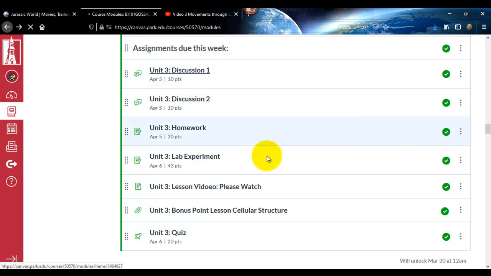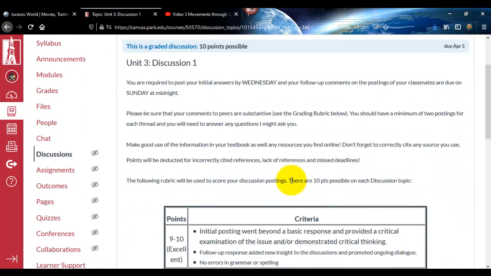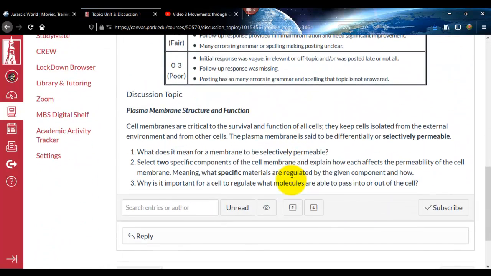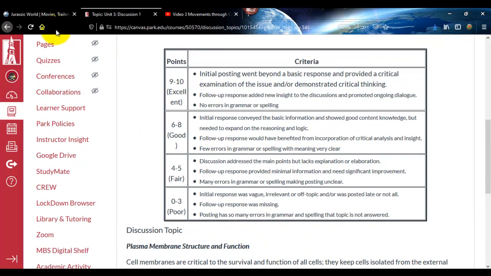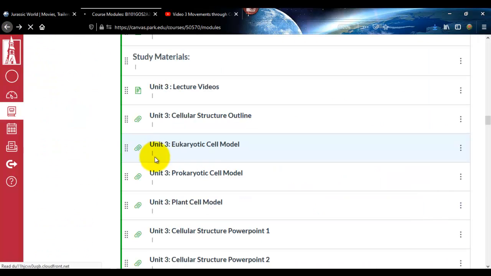Now, on your discussion, once again, these biology discussions are a little different. This one is asking what it means for a membrane to be selectively permeable. I covered all that. It also asks about the two parts of a cell membrane, which is the phospholipid. I did talk about that as well. And then, why is it important for a cell to regulate molecules? You don't want every single thing to get inside of a cell, basically.